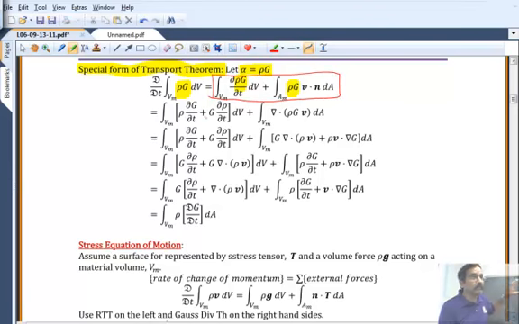I hope it's not as difficult for you to follow on the board. I've written down all these equations because it takes a lot of time to develop it on the board, and my handwriting is also pretty bad.